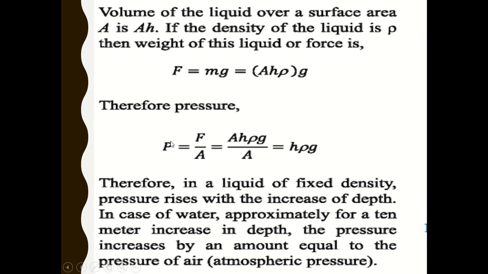That means this pressure depends on H, rho and g. But here rho and g are constant, because the density rho of the liquid which we take is constant, and g, the acceleration due to gravity, is also constant. So P is proportional to what? P will be proportional to H. That means the more the depth, the more the pressure. The less the depth, the less the pressure.